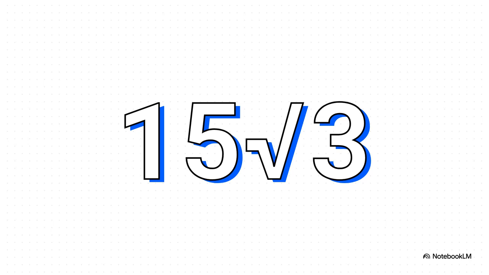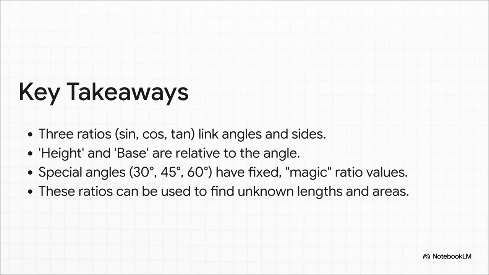How cool is that? All right, so let's do a quick recap of everything we've unlocked. We've got our 3 core ratios, sine, cosine, and tangent, that link angles and sides together. The big thing to remember is that words like height and base all depend on your point of view. We found some magic angles, 30, 45, and 60 degrees, that have fixed values you can always rely on. And finally, we saw how you can use all of this stuff to find missing lengths and even calculate area in a whole new way.